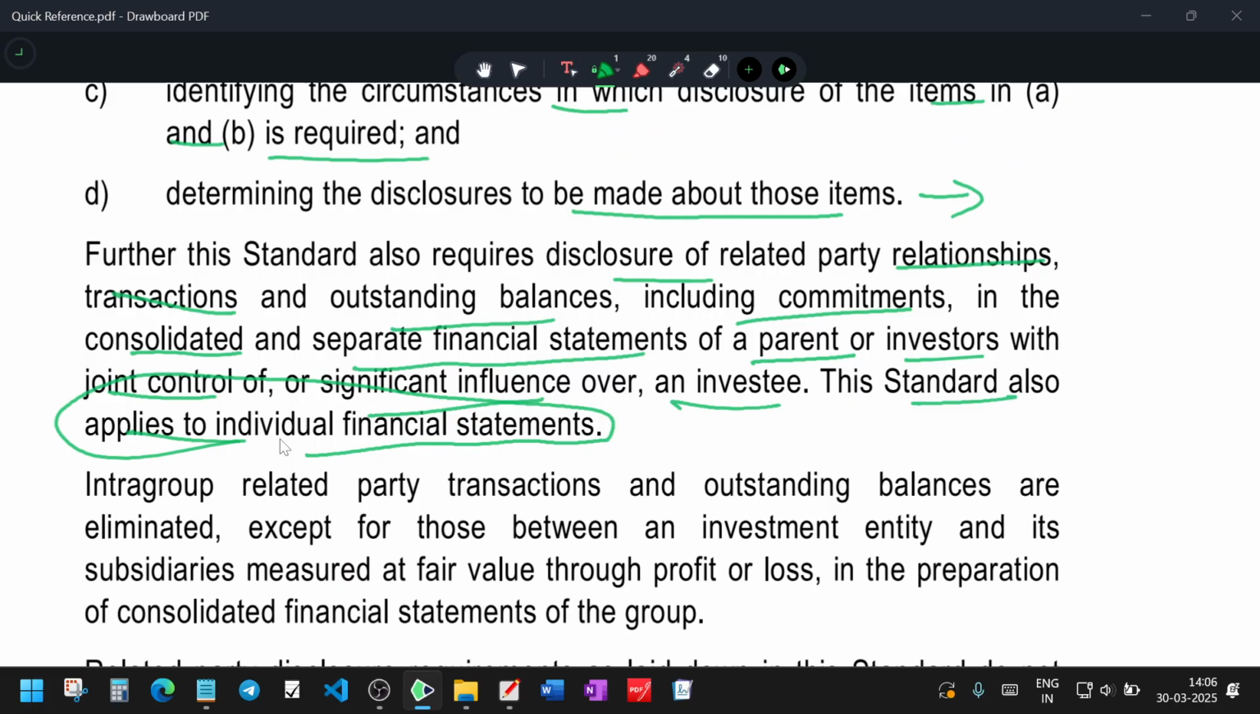Their own financial statements also, the statements of the partners, the parents and the investors, with joint control and significant influence over. I have this much influence. I am the director, I am controlling this. These all should be disclosed for the investee. The standard also applies to individual financial statements, so it applies to individual statements and consolidated ones as well.